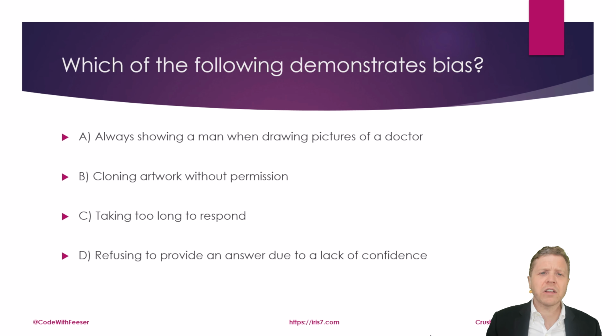Which of the following demonstrates bias? A, always showing a man when drawing pictures of a doctor. B, cloning artwork without permission. C, taking too long to respond. D, refusing to provide an answer due to a lack of confidence. Well, in this case, A would be the correct answer.